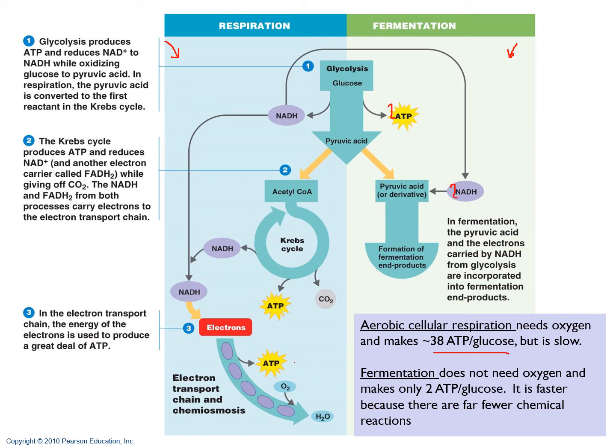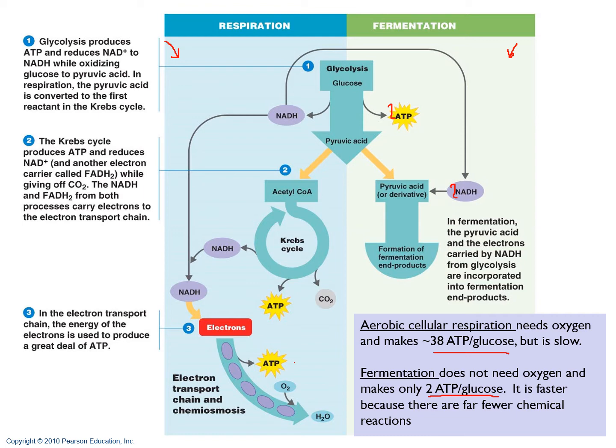Only 2 ATPs are made per glucose. And notice that there's no oxygen required because there's no electron transport chain. That means that this process is anaerobic. Notice there's also no Krebs cycle. So a lot of that extra ATP that we made during aerobic cellular respiration doesn't get made here. Fermentation is a faster process because there are far fewer chemical reactions, but it's much less efficient at making ATP.